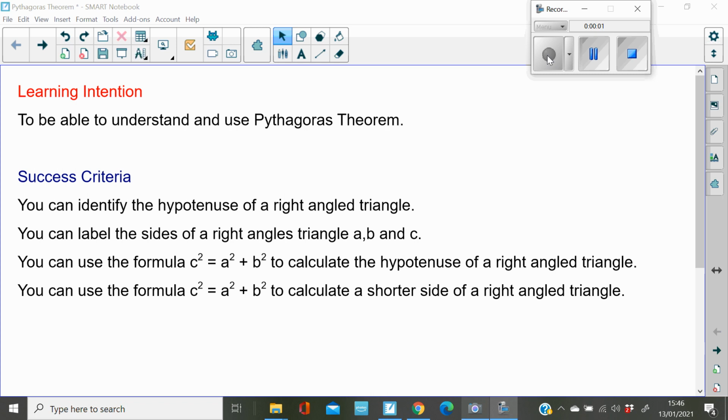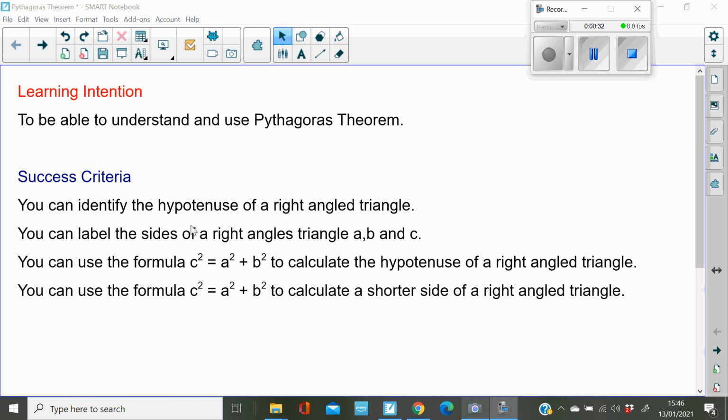Hello everyone, this is your first recorded lesson, and this week we're going to be learning about Pythagoras' theorem. When we're learning about it, there's a few things you have to know. You have to know what the hypotenuse of a right angled triangle is and how to identify it. You need to know how to label the sides A, B and C. You need to know this formula, c squared is a squared plus b squared, to calculate the hypotenuse of a right angled triangle and also to calculate a shorter side. So these are the various things you need to be able to do this week.